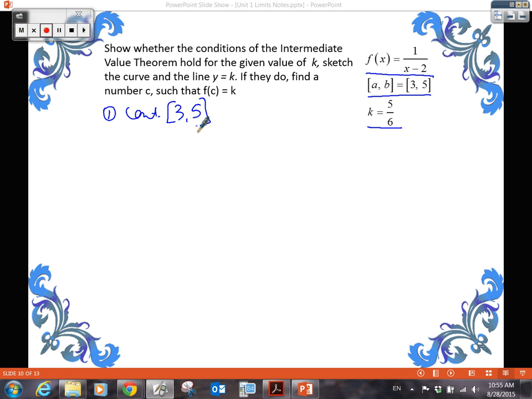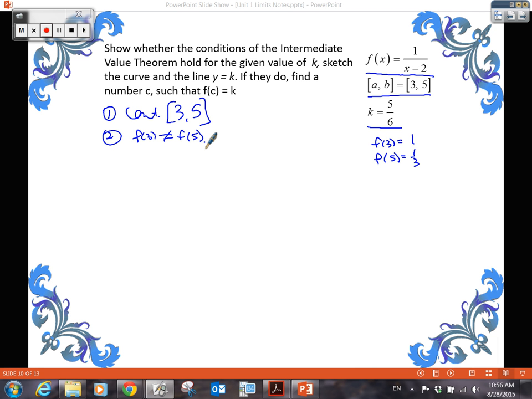Second criteria, we need to know if f of a equals f of b. I don't even know what f of a and f of b are, so I'm going to calculate them. f of 3, if I put a 3 up here, I get 1. And f of 5, I put a 5 up there, 5 minus 2, and I get 1/3. So we know that f of 3 does not equal f of 5. They're not equal, so we're good. All right, great.